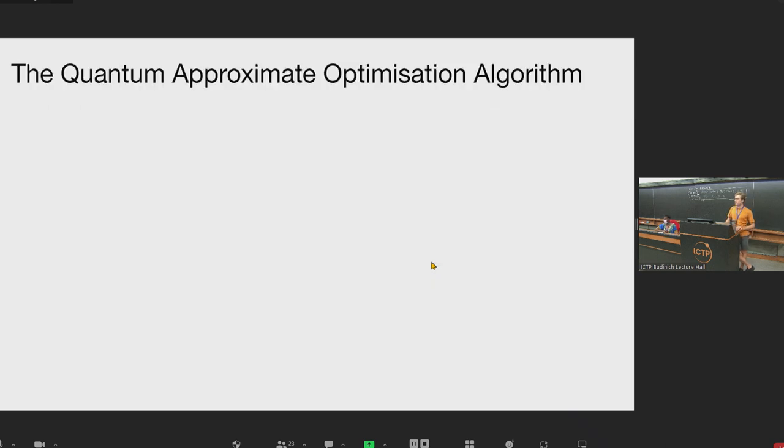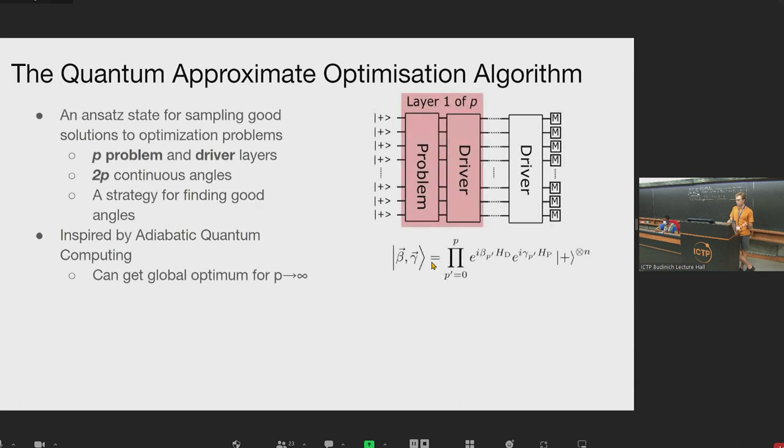So, a brief recap of QAOA. We are preparing a state on a quantum computer which consists of P layers of operators. Each of these layers consists of a problem and driver Hamiltonian, as we see in adiabatic quantum computing. Apart from these layers are independently applied. They're never applied simultaneously. And so these P layers are controlled by 2P parameters. The idea here is that if we have a strategy for finding good parameters, then sampling from the state produced by this circuit will hopefully produce good solutions to combinatorial optimization problems.